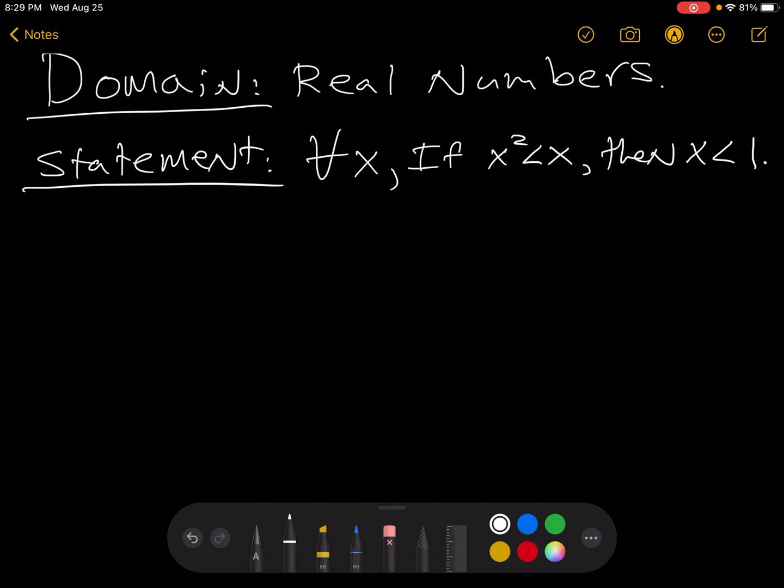In this one, I'm going to prove that this statement is true, where the domain is the real numbers. Remember, the real numbers are all decimals. And the statement that I'm going to prove is that for all real numbers x, if x squared is less than itself, then x has to be less than 1.